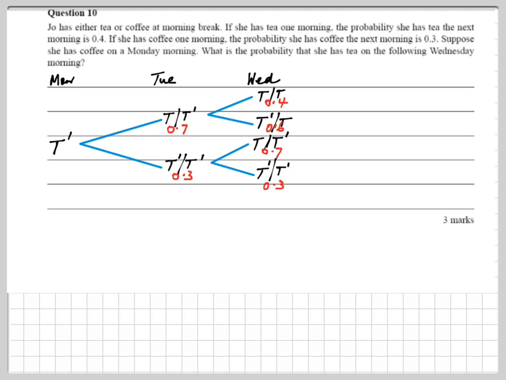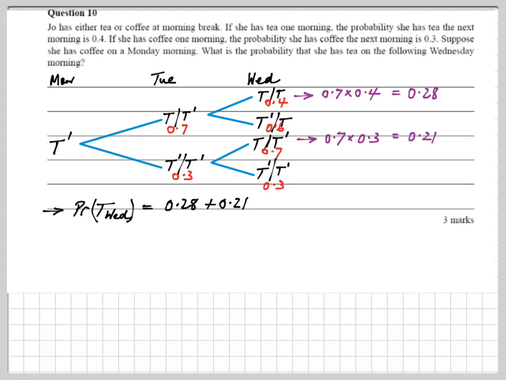Now, what have we got to work out? The probability that she has tea on the following Wednesday morning. So that's going to be this one or this one, right? So you just got to work out the probabilities, add them up, and Bob's your uncle. And it looks like 0.28 plus 0.21, which would be 0.49, I think. Yes. Excellent for 3 marks. How do you like that? So good, isn't it? That's great, isn't it?